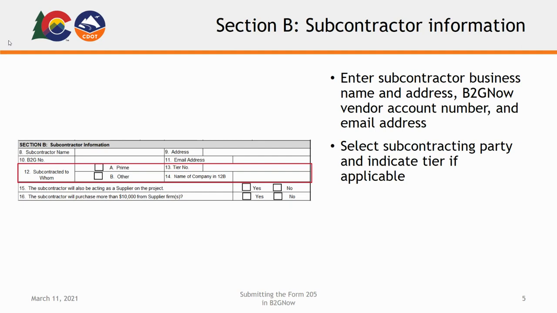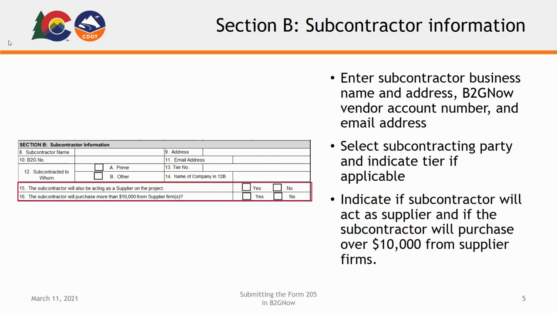For clarification, organizations subcontracted directly with the prime are Tier 1 subcontractors. Organizations subcontracted to Tier 1 organizations are Tier 2, and organizations that are hired by Tier 2 are Tier 3, and so on. Finally, in parts 15 and 16, you will indicate whether the subcontractor will act as a supplier, and if so, if the subcontractor will purchase over $10,000 from supplier firms.